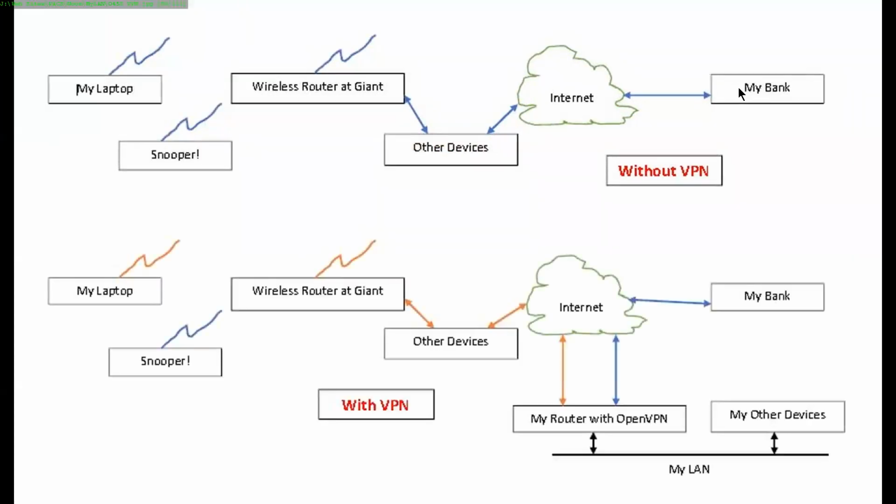If I have a VPN set up, my laptop will get encrypted. All those packets will get encrypted to get to the wireless router. It'll still be encrypted going to their other devices. It'll be encrypted going through the internet and back to my router. Once it gets to my router, it'll decrypt it and then put it on my LAN. And if it's headed to my bank, it'll then come out of my router and go to my bank.